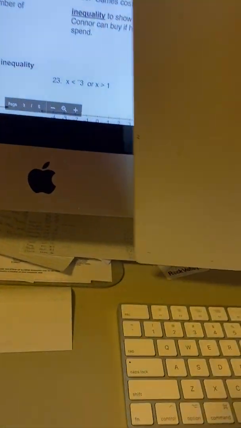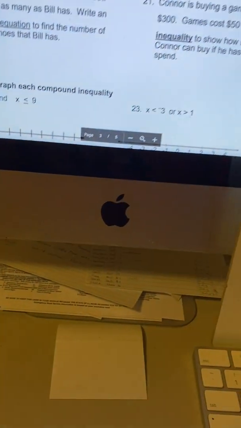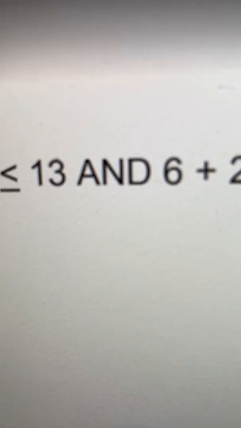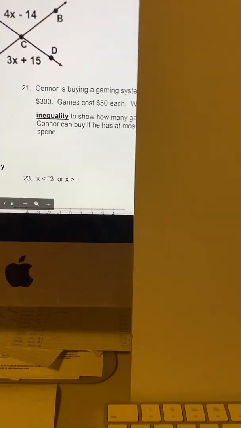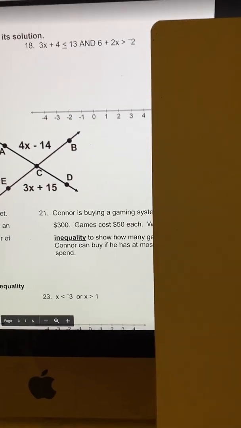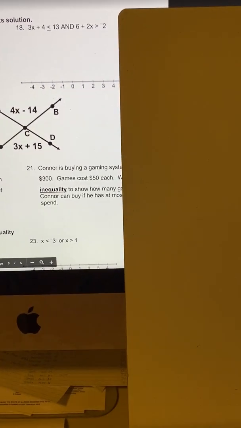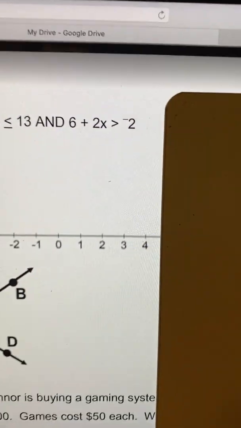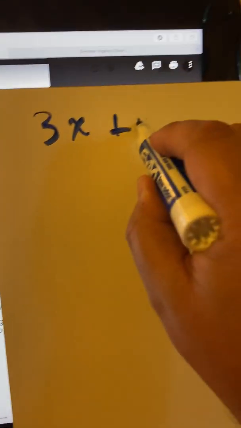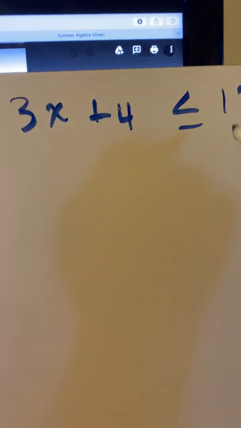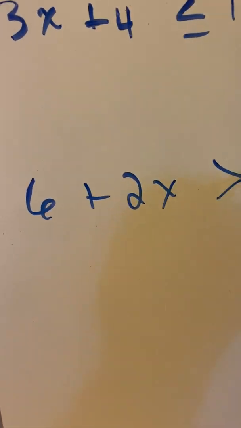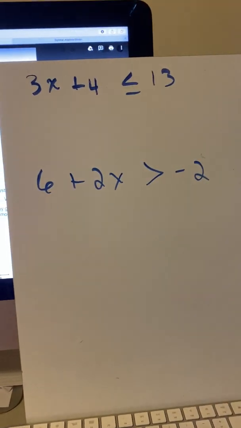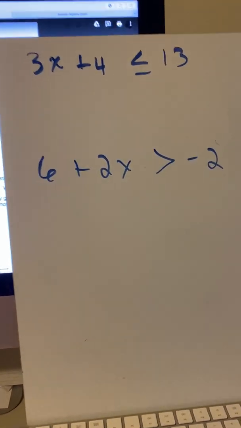Now, the next problem is a couple of inequalities that you've got to solve, but it's an and statement. This is where some of you made an error with this one. Being that it's an and statement, you're going to graph both of the inequalities on one graph, but the only part that matters is the overlap. So when you have 3x plus 4 is less than or equal to 13, and 6 plus 2x is greater than negative 2, you solve both of these just like equations.